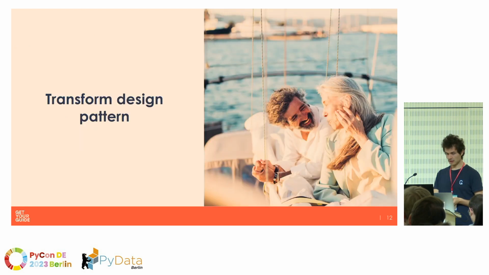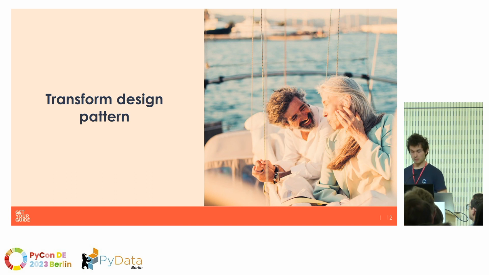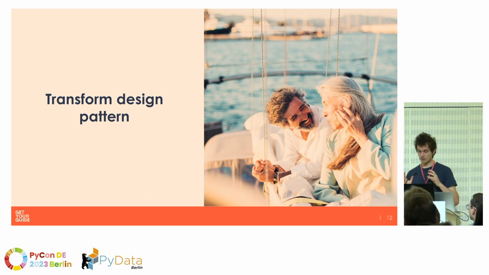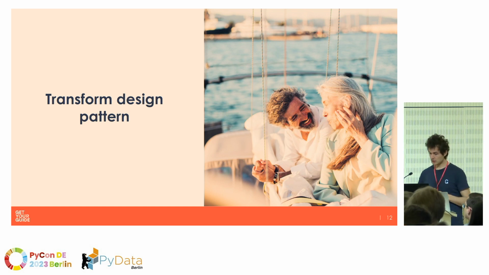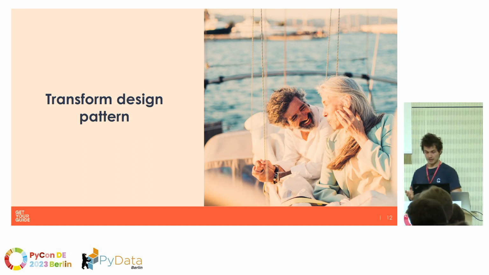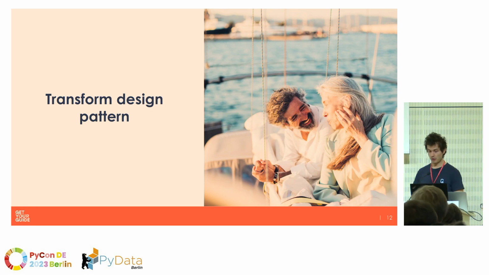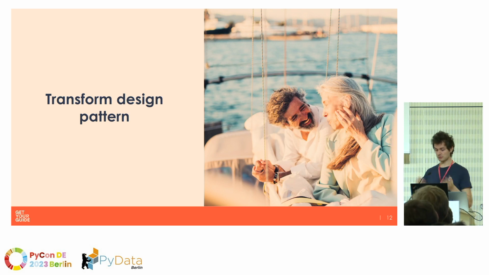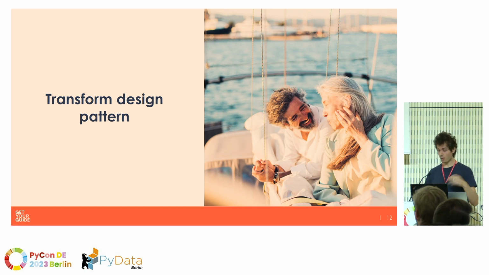OK. Then the second one, really useful, is this transform design pattern. The problem here is that the input data usually is not the feature that we will use for the model. So there is some kind of transformation that needs to happen to the input to be transformed to features, and that needs to happen for the training, but also for the inference. And it can easily happen that we end up with two logics, one for the training and another one for the inference.